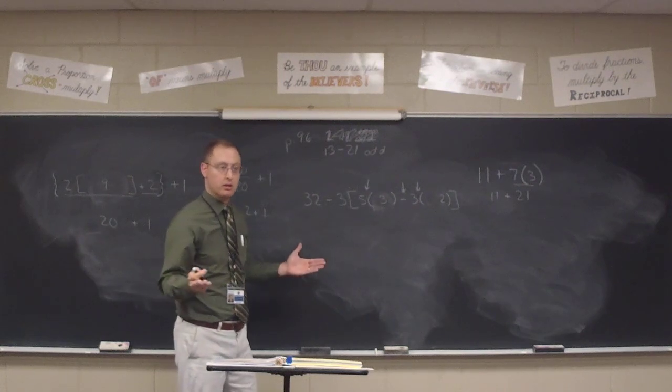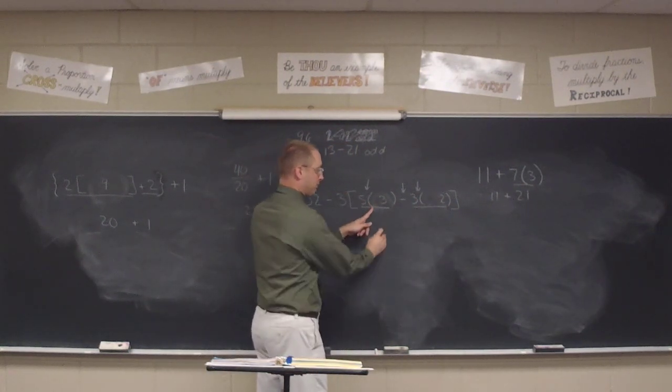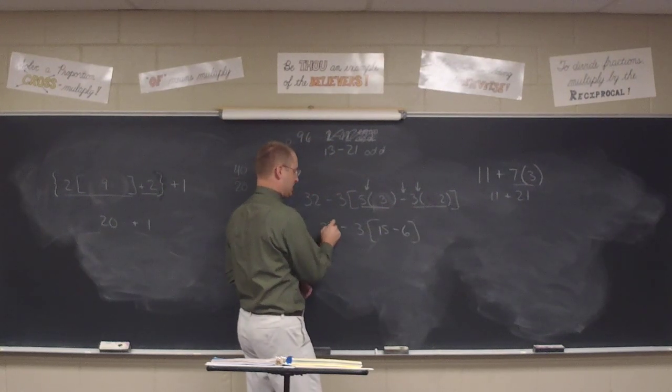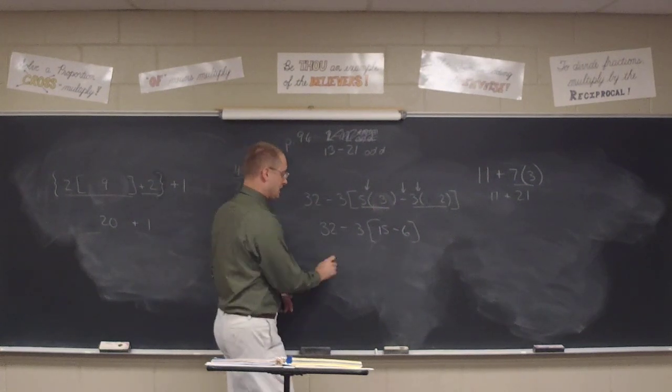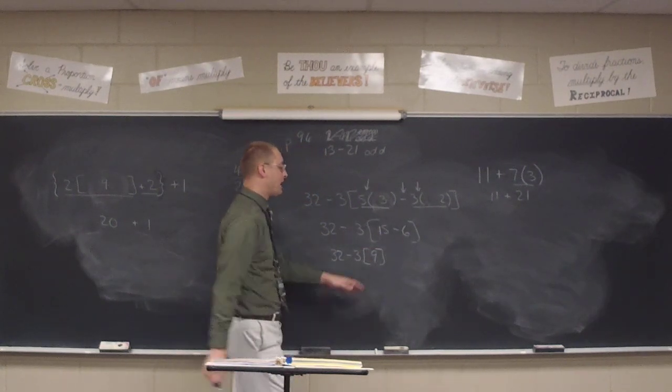First, I should do the multiplications. The 5 times 3 and the 3 times 2 gives me 15 minus 6 inside the brackets. But I'm not done with the parentheses or the grouping symbols yet, right? I've still got to finish with the 15 minus 6 is 9. So I end up with the 32 minus 3, and then in the brackets, or parentheses, whatever I want to call them, I get a 9.